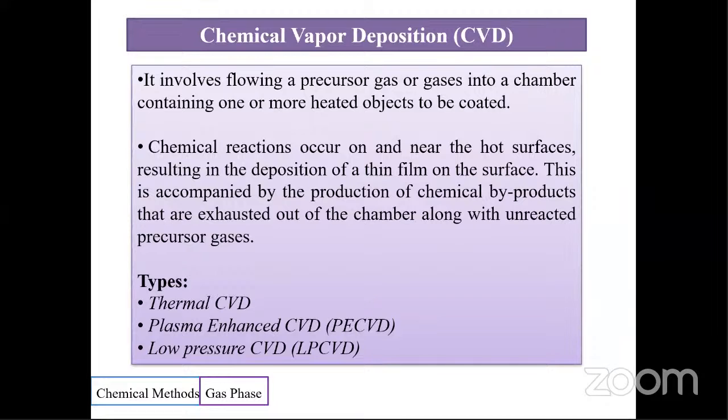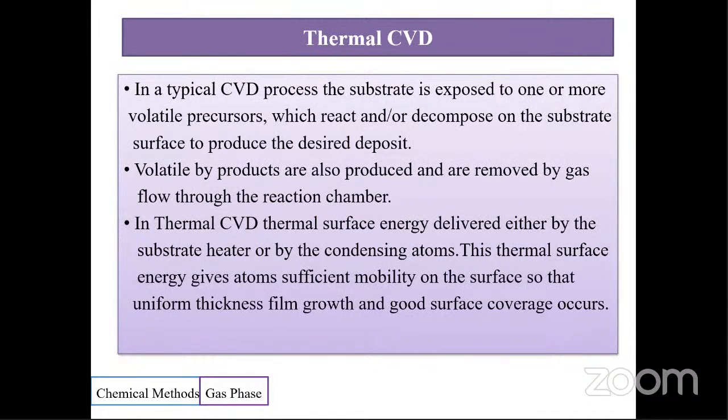Okay, so there are different types of systems. One is thermal CVD, another is plasma enhanced CVD, that is known as PECVD, and the low pressure CVD, that is the LPCVD system. In a typical CVD process, the substrate is exposed to one or more volatile precursors, and these precursors react or decompose on the substrate surface to produce the desired deposit which we are interested in depositing on a substrate. Volatile byproducts are also produced and are removed by gas flow through the reaction chamber.